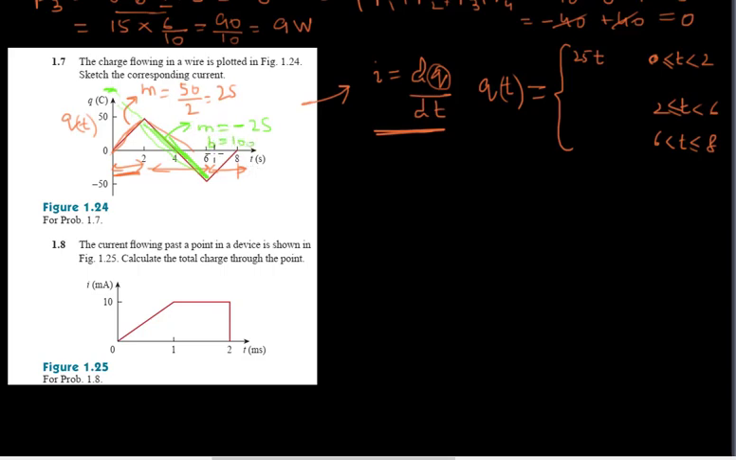Using this slope m and this intercept b, I can say that the second part, which is over here, is minus 25t plus 100. This is the second part.